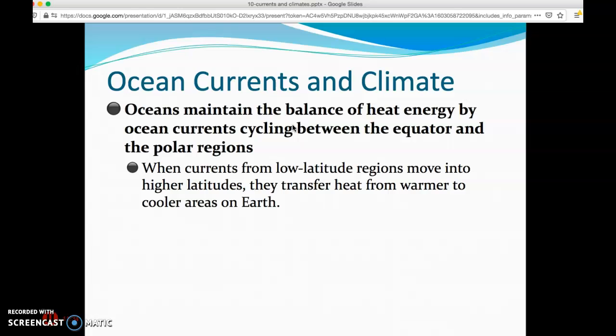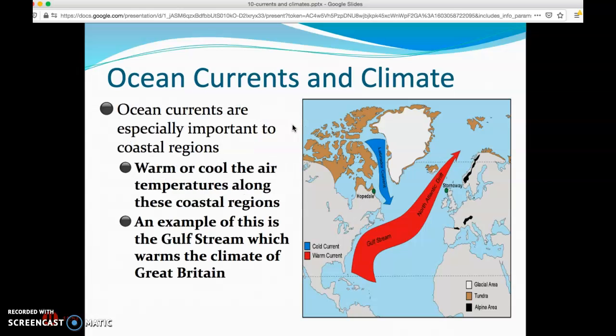When currents from low latitudes move to the higher latitudes, so think equator regions, they bring with them that warm water, the warm heat, and transfer it to the cooler areas of Earth. It warms up not only the water but also the air, because water and air interact in a very tied together way, and they heat up similarly. So ocean currents are especially important to coastal regions. They warm or cool the air temperatures along these coastal regions. An example of this is the Gulf Stream, which warms the climate of Great Britain.